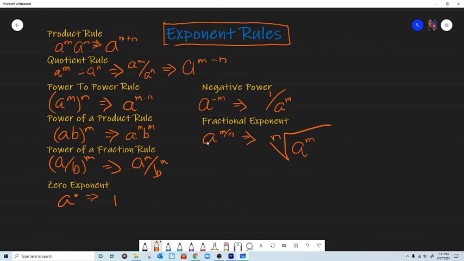When you have a number raised to a fractional exponent, it can be rewritten as a root problem, where the number is raised to the numerator, where you're taking the nth root of that number.